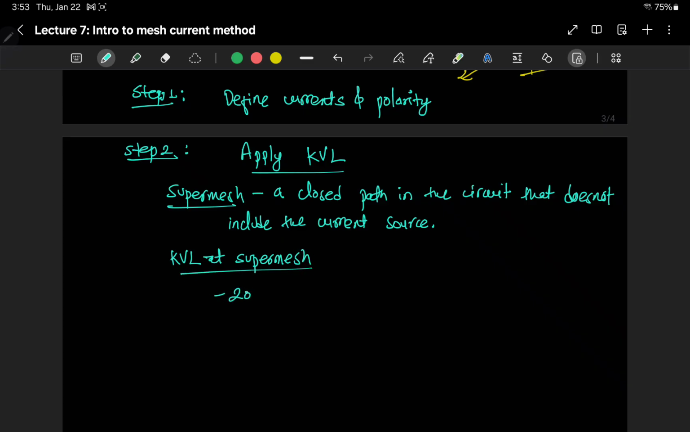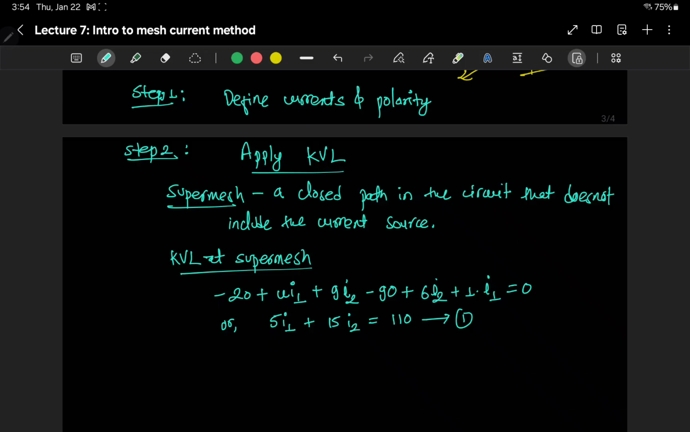So that was minus 20 plus 4 times I1. On the right hand we had 9I2, and the polarity goes from negative to positive for the 90 volt source. So minus 90 plus 6I2, and finally 1 times I1 is equal to 0. Or if we simplify this equation, we'll get 5I1 plus 15I2 is equal to 110. Let's call this equation 1.